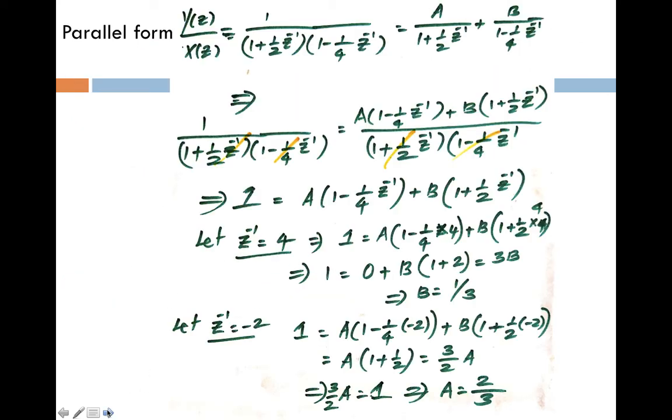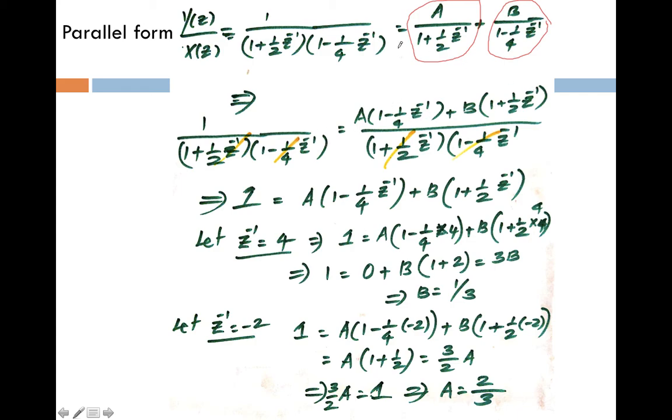The third one is parallel form. For parallel form, you need to use the partial fraction method to decompose the transfer function, that is, write it as the sum of two small functions. So I'm going to use partial fractions to decompose the transfer function into small functions, that is, A/(1 + 1/2 z^-1) + B/(1 - 1/4 z^-1). I'm going to decompose it into a sum of two functions.